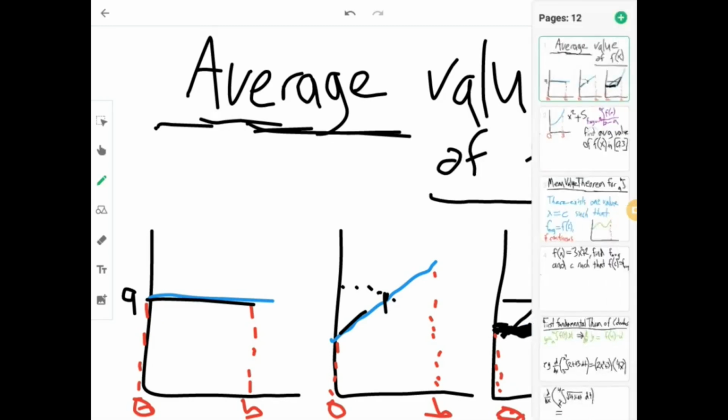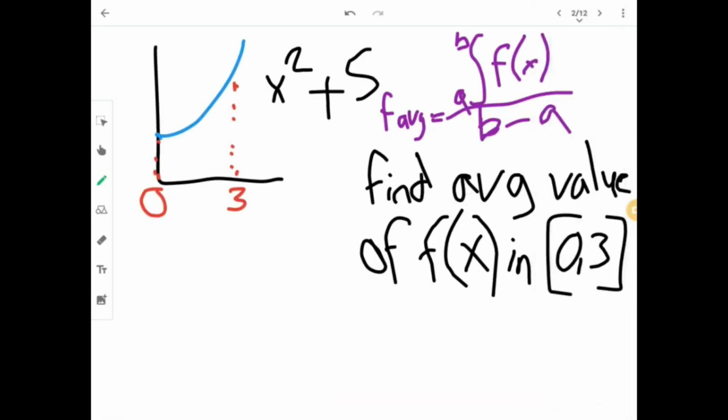So the next one, we'll take a few examples here. x squared plus 5. The formula for the average value is the integral from a to b of f(x), and that basically means you find the area under the graph over here.